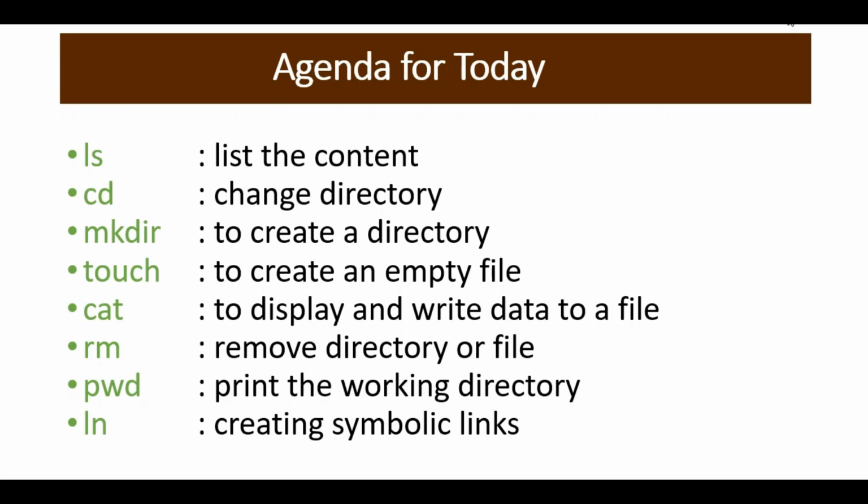The cat command, which is short for concatenate, can be used to display the content of a file. This is also used to write data into a file. The next one is the rm command. The rm command can be used to remove a directory or a file. And also the most basic command, pwd, which is used to print the path of the current working directory. And we'll talk about symlinks, or symbolic links, and how to create them using the ln command.